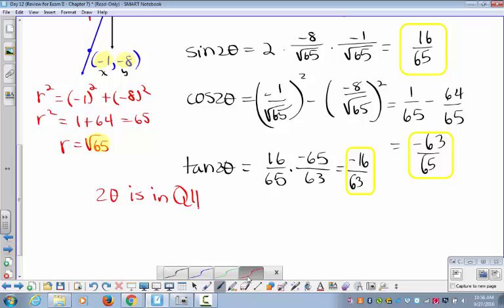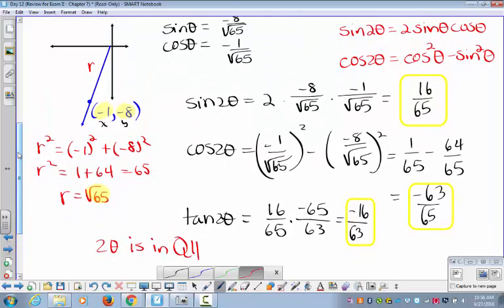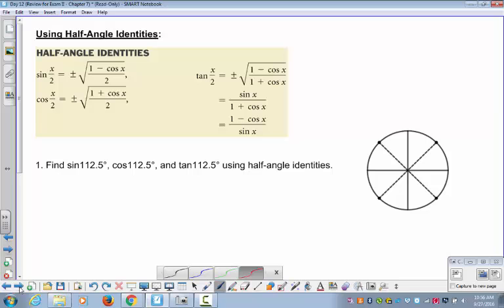And we concluded that 2 theta is an angle that's living in quadrant 2. And that tangent value also confirms tangents are negative in quadrant 2. So that kind of fits in with the other 2 results. Okay. Definitely make sure you can do a problem like that. That's a very common problem on trig tests. Half angle identities.